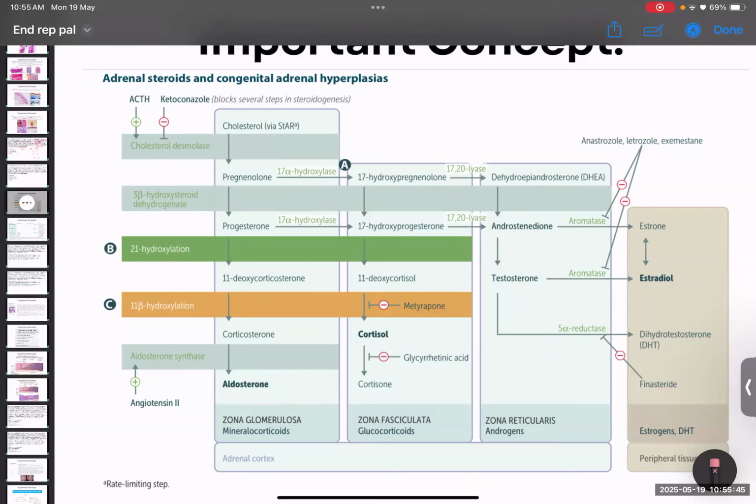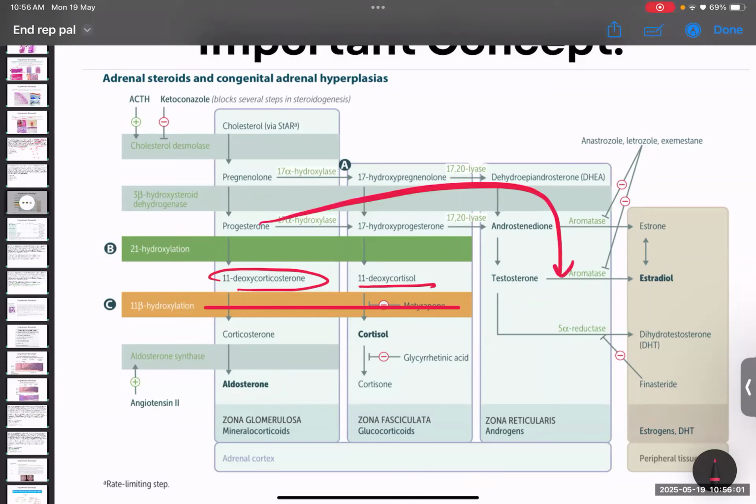Now, when we're talking about 11-beta hydroxylase deficiency, we are essentially blocking this pathway down. So when we're blocking this pathway down, 11-deoxycorticosterone is no longer converted to aldosterone, and 11-deoxycortisol is not converted to cortisol in the first place. So the pathway, again, is shunted down this way, and testosterone levels are up. But here, in this scenario, 11-deoxycorticosterone kind of acts like aldosterone on the collecting tubules.